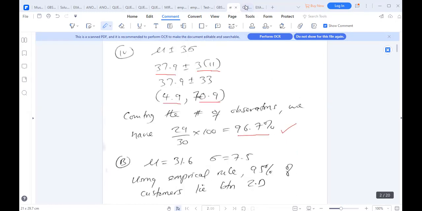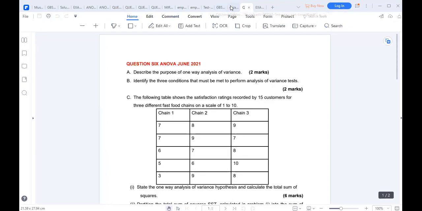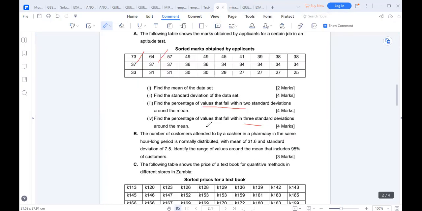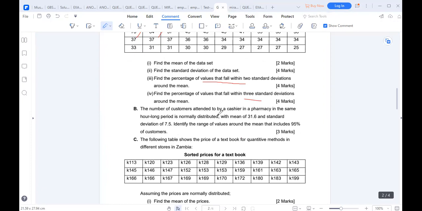Then when we go back to our question, we are told now that the number of customers attended to by a cashier in a pharmacy in the same hour-long period is normally distributed with a mean of 31.6 and standard deviation 7.5. Identify the range of values that will lie between 75%. According to the empirical rule, 75% captures 2 standard deviations.